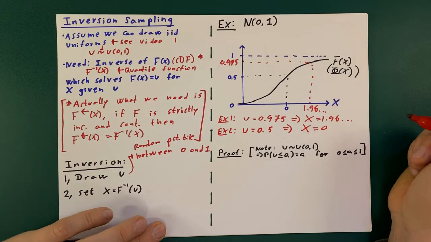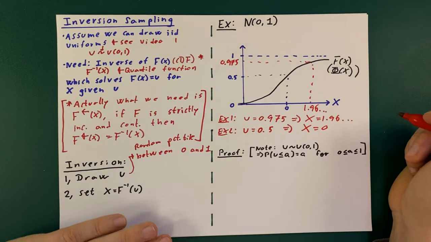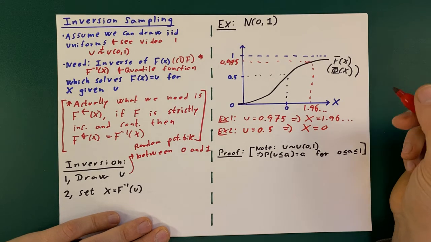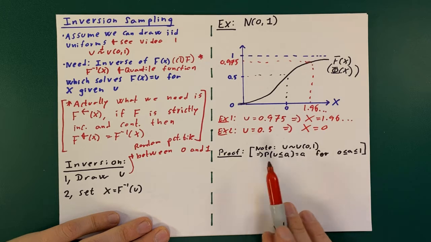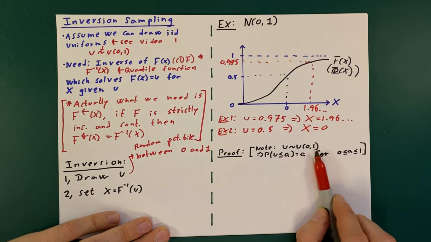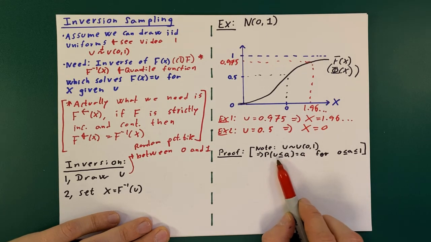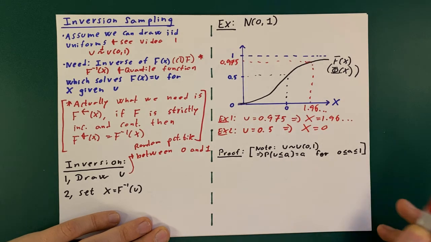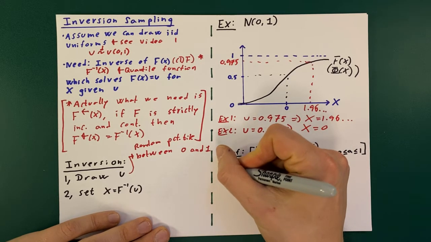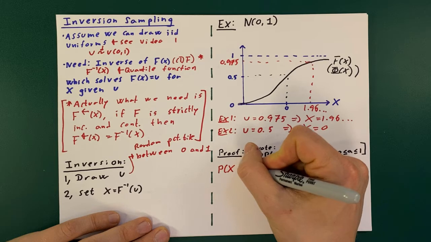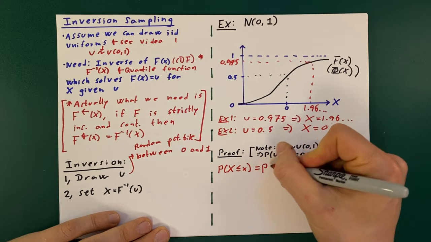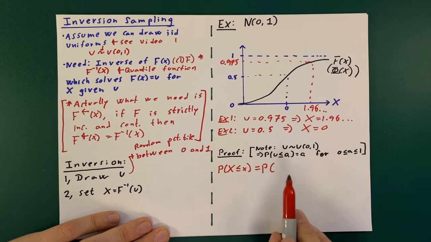Okay. Now I'm going to prove that this actually gives us the distribution of the x's that we want. First I'll just note that for the standard uniform distribution, the probability that u is less than a is equal to a, for a between 0 and 1. That's going to be handy in just a moment. So the proof: the probability that x is less than or equal to small x is equal to the probability that, and what was our x?